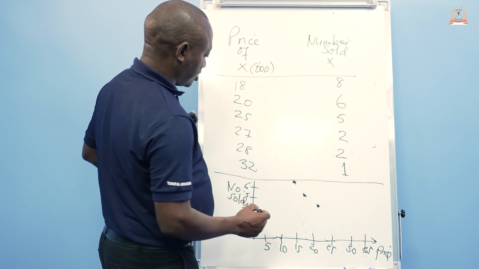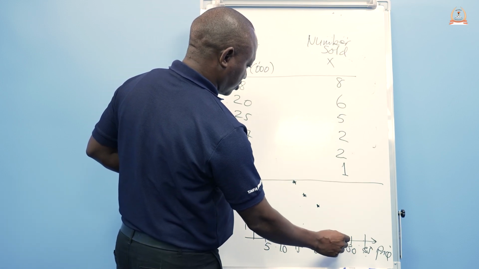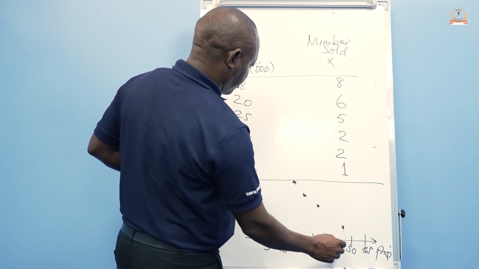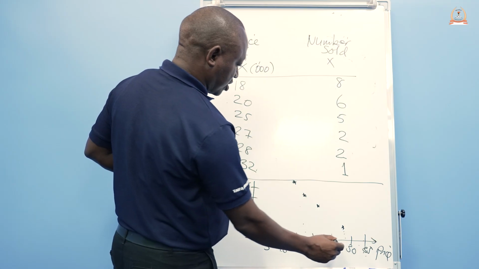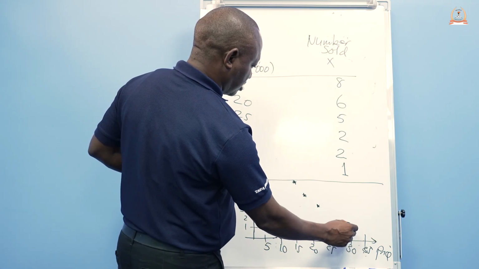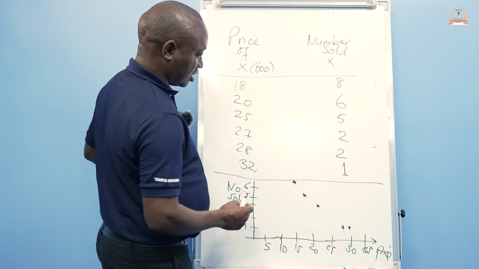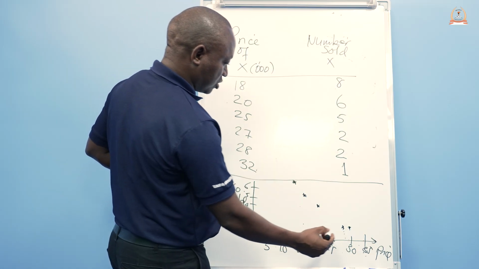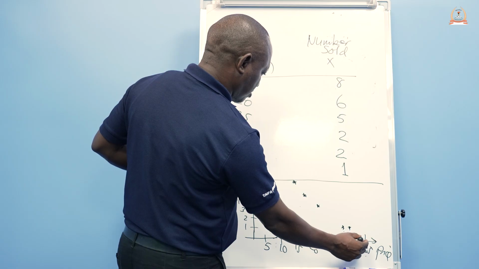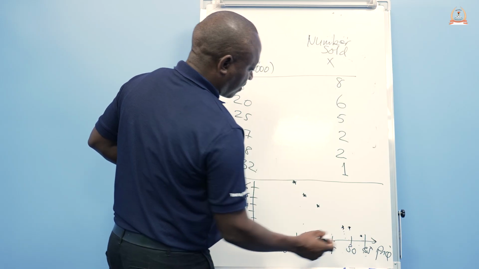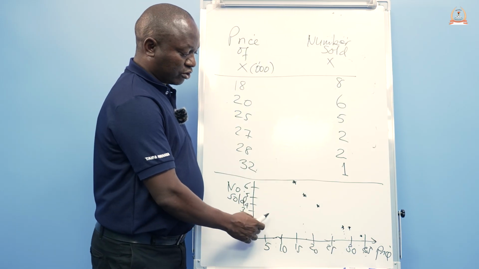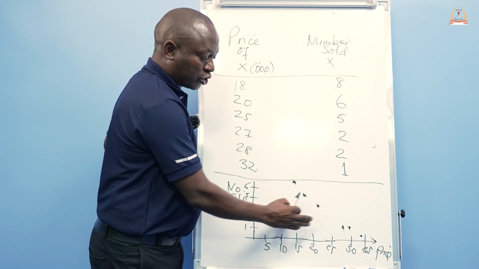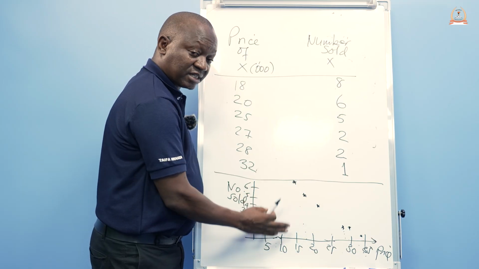When the price was 27, then 2 items were sold, maybe here. Maybe also when the price was 28, 2 items were sold, perhaps here. And when the price was 32,000, the number sold was perhaps 1. So you may be somewhere here. You see now, this is a kind of a scatter plot, which consists of dots which are scattered within the graph.